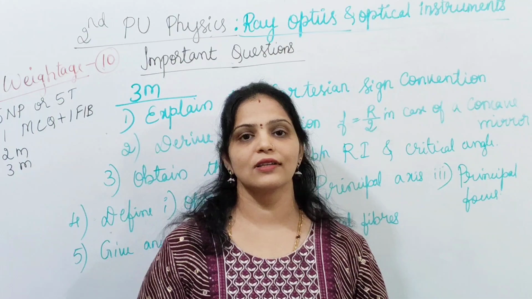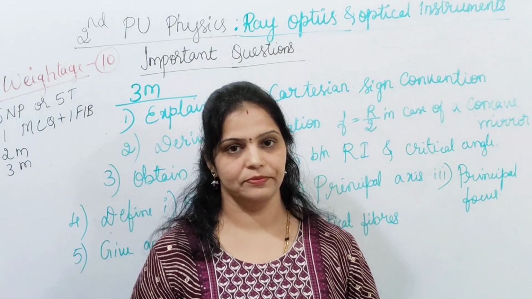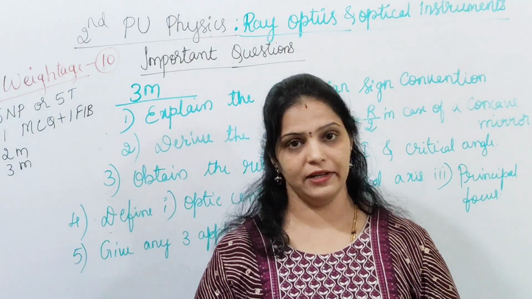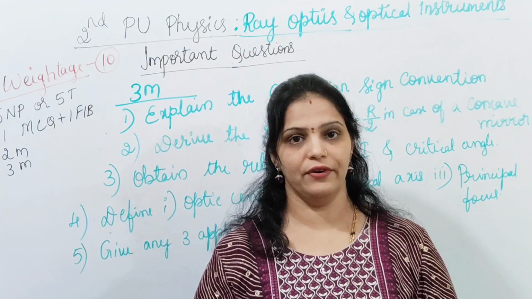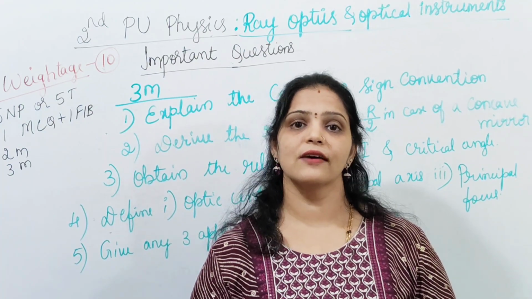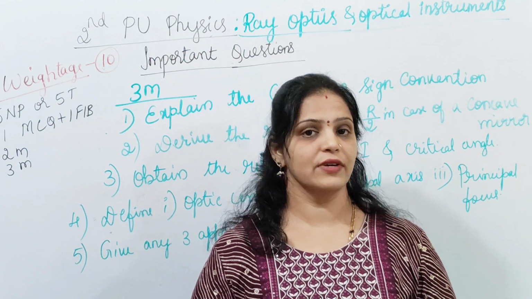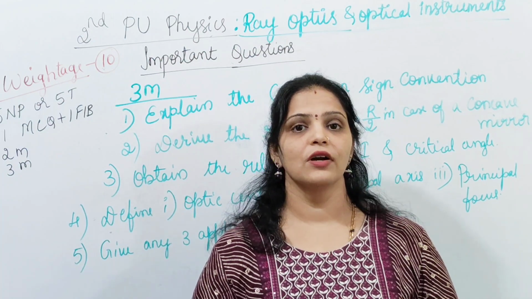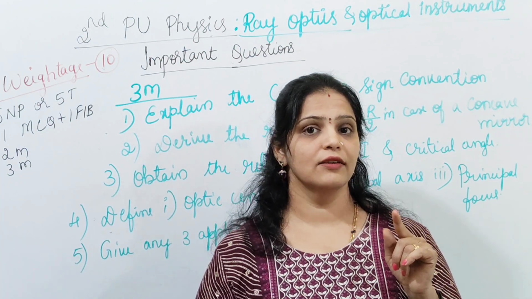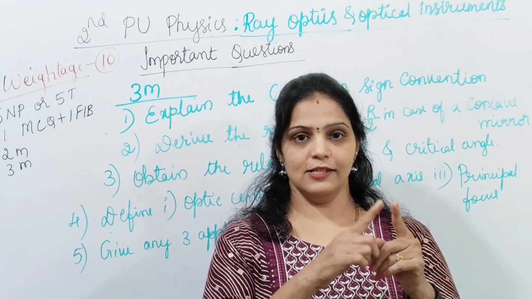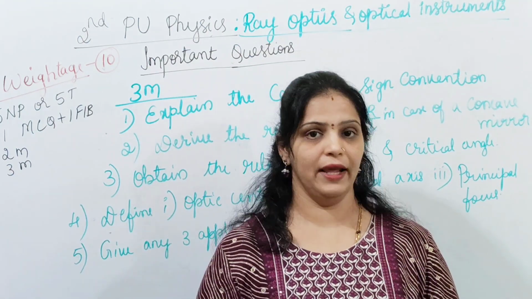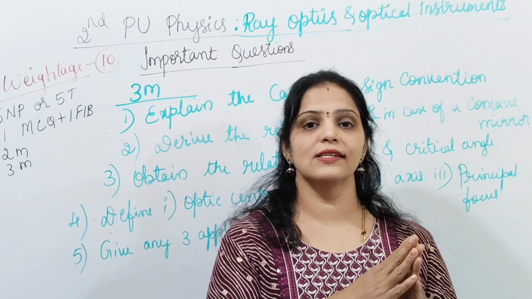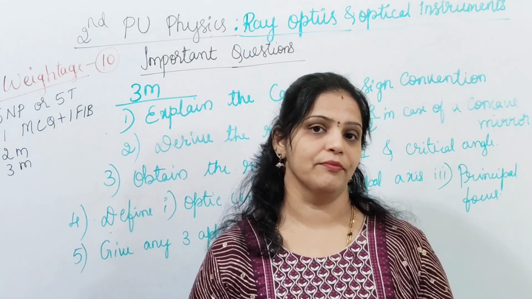Now let us see what are the important 2 marks questions. So state laws of reflection. You have to write 2 laws, first law and second law of reflection. State laws of refraction, first law and second law. See, in reflection, first law is incident ray, reflected ray and normal lie in the same plane, and angle of incidence is equal to angle of reflection.